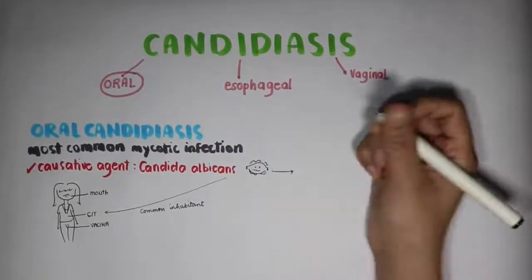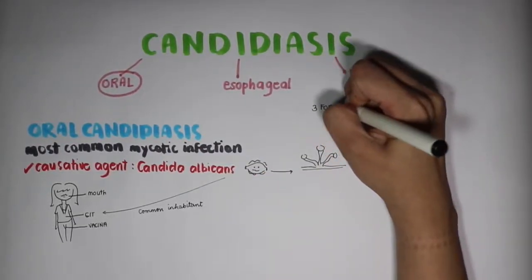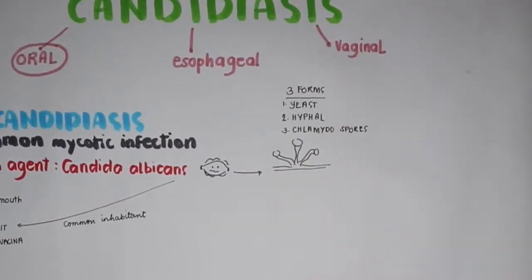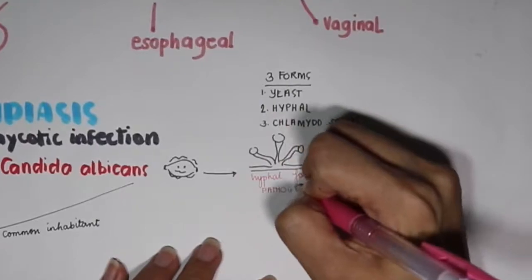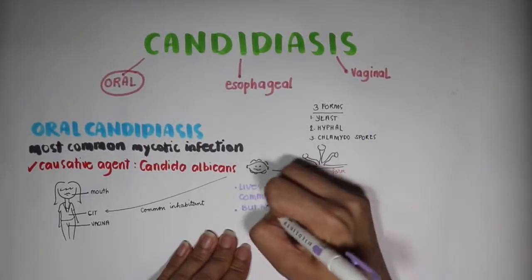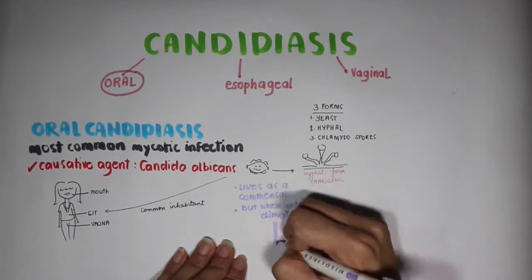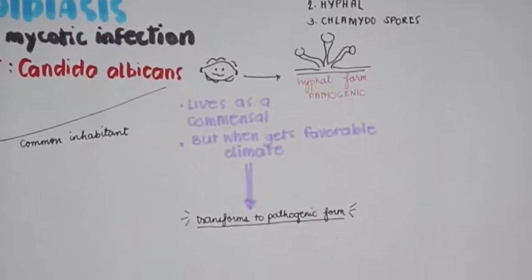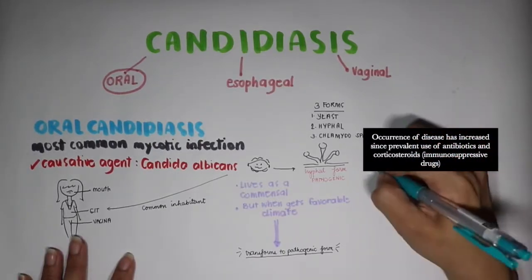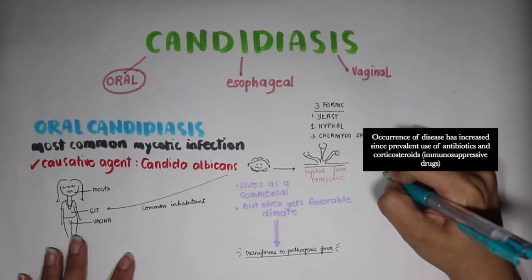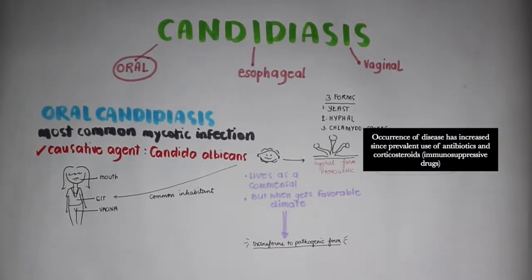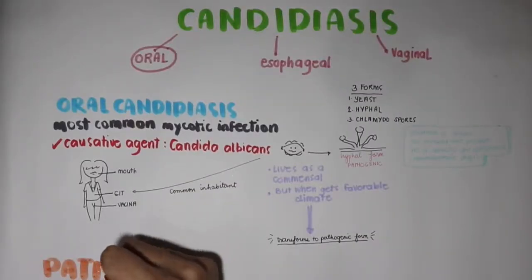Candida exists in three forms: yeast, hyphal, and chlamydospores, but only the hyphal form is pathogenic. Candida lives as a commensal, but when it gets a favorable climate, it transforms into the pathogenic form. Occurrence of candidiasis has increased since the prevalent use of antibiotics and corticosteroids, which destroy the normal inherent bacterial flora.